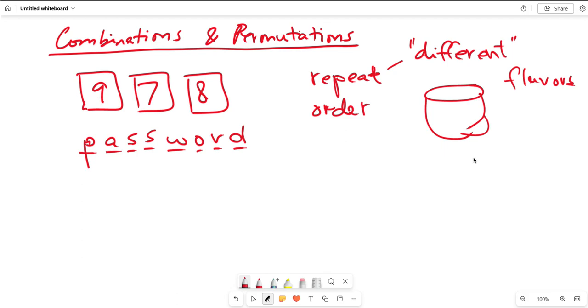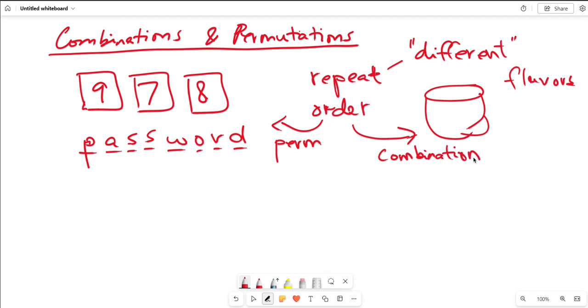And when it comes to order, when the order matters, like in the case of a locker combination or a password, we call it a permutation. And when the order does not matter, like in the case of these ice creams here, then we call it a combination. Okay, I hope that's clear.